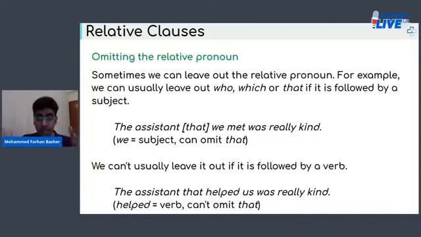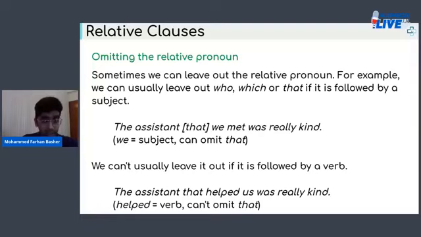The assistant we met was really kind. This is correct. But the assistant that we met was really kind is incorrect. On another note, however, if you have a verb following a relative pronoun, then of course we don't omit that relative pronoun. We keep it, like in the second example: the assistant that helped us was really kind.